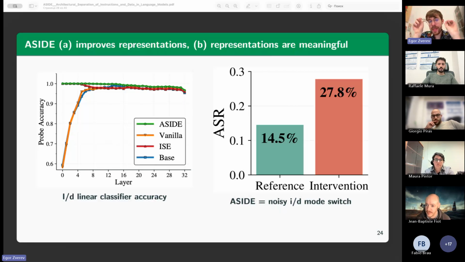So we have this result, and then we have a result that says that the model actually processes them differently. So there is not necessarily a causal connection, but it's somehow related.